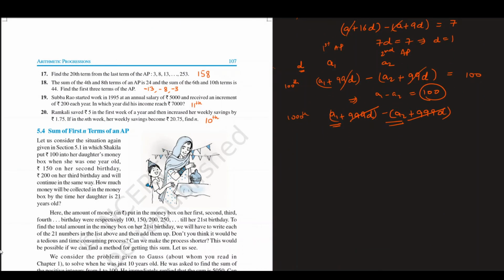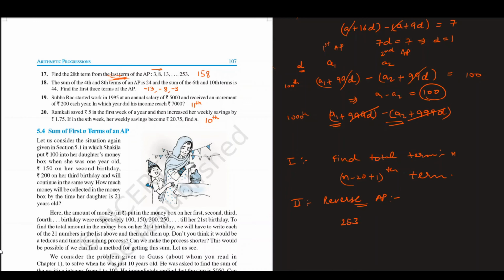Then we are getting this 17th question, the 20th term from the last. We have looked at the case where we have to find a term from the last. We can do it in two ways. Number one is to first find the total terms, and then say the total number of terms is n. Then you will be finding the (n minus 20 plus 1)th term, and that would be the answer. And the second way is to reverse the AP. The reversed AP would be, in this case, 253.